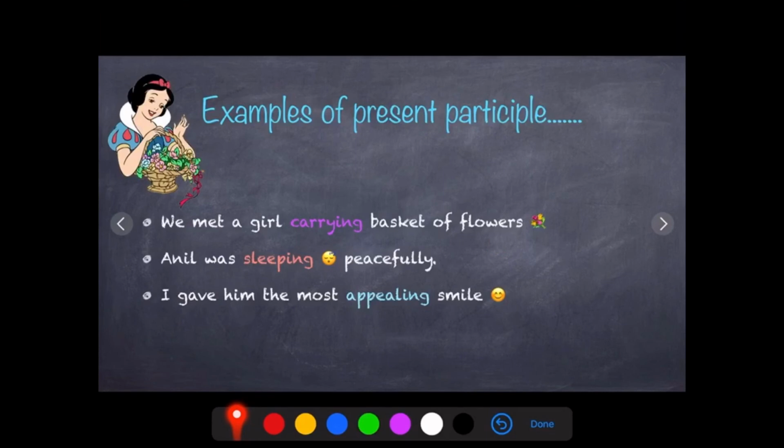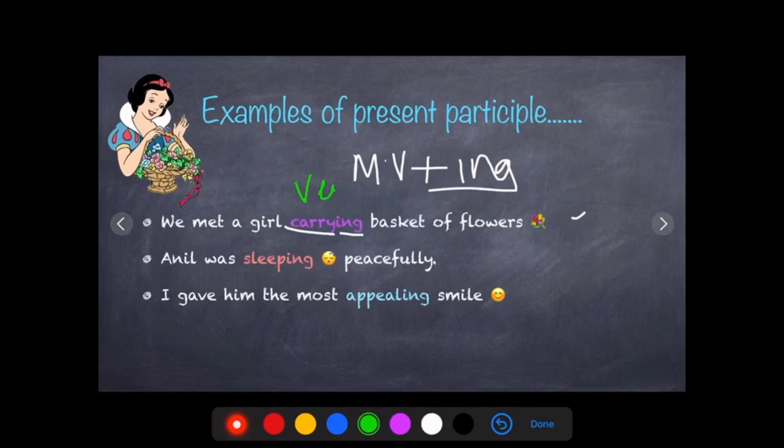Now this is a beautiful girl who is carrying the basket of flowers, and carrying is a present participle. What was our formula? Main verb plus ing is our formula. Carry, main verb, plus ing becomes carrying. So this is a present participle. Now we have to see whether this is acting as a verb, adjective or noun. Carrying is the action going on, so it is acting as a verb in a sentence. So this is definitely a present participle.